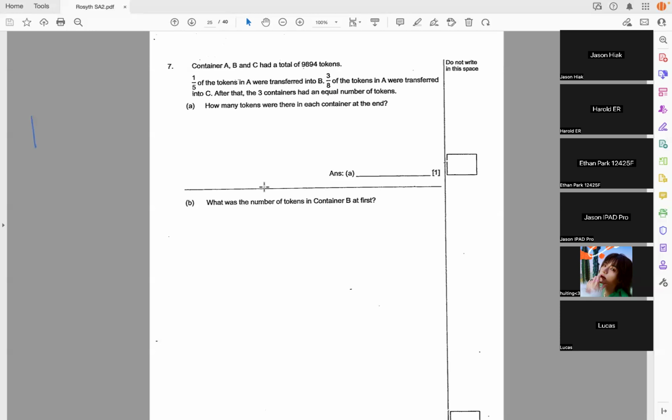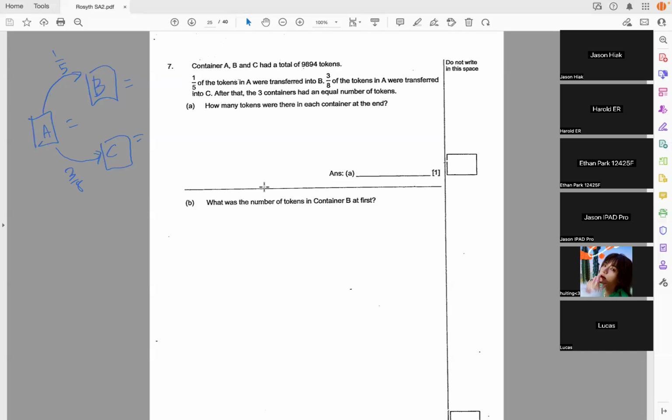So there's a container A, and there's a container B, and there's a container C. Okay, so A transfer 1/5 to B, and then transfer 3/8 to C, and in the end they are all equal. Okay, they're all equal. Basically, this is what it means. All right. So, question part A: how many tokens were there in each container in the end?